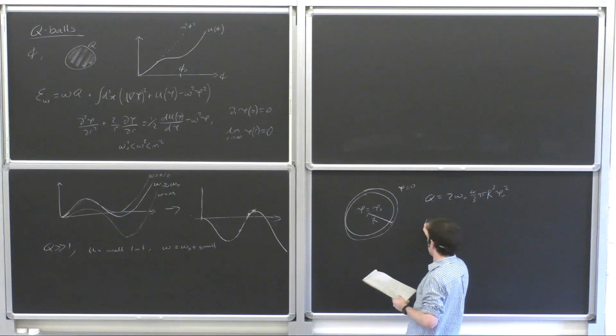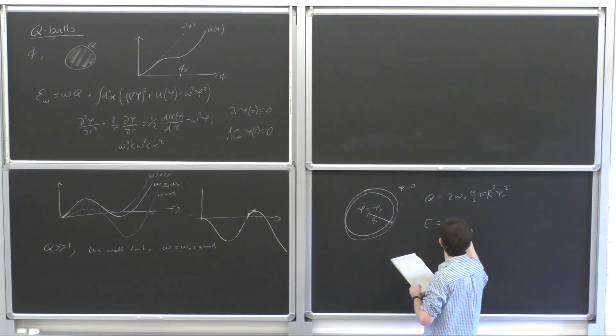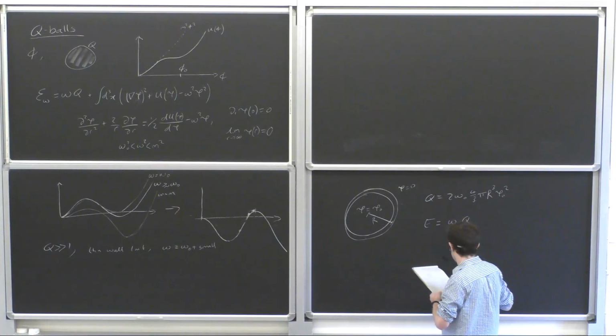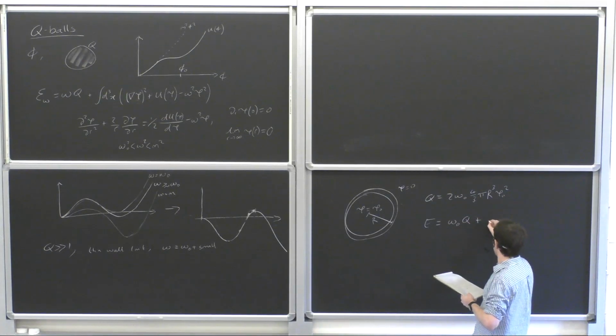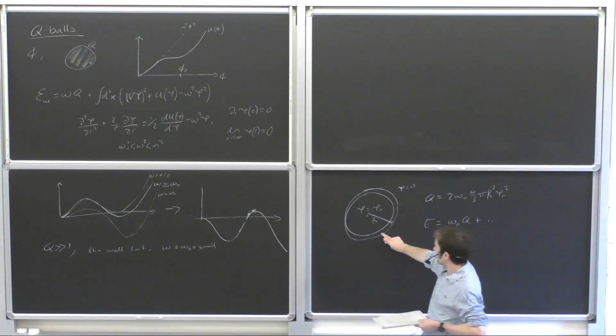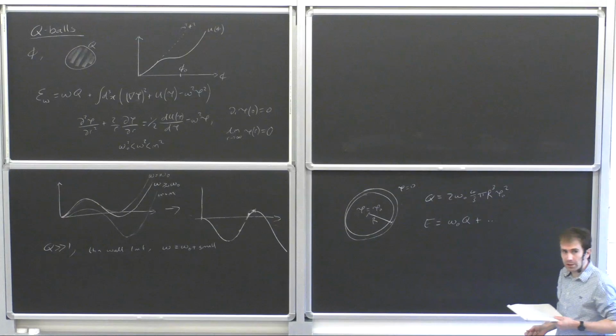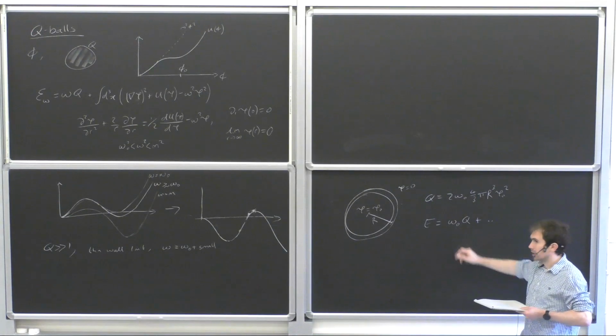And likewise, with a bit of algebra, you can show that the total energy of the object is omega naught Q, and then plus additional terms that scale as the surface area of this Q ball rather than the internal volume. The charge scales as the radius cubed, so in the large radius limit, this term is dominant.